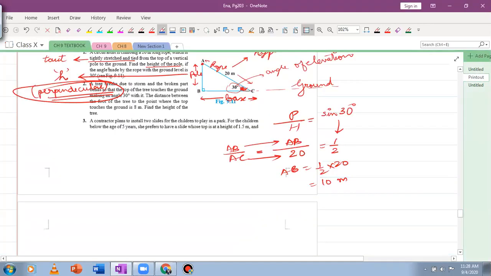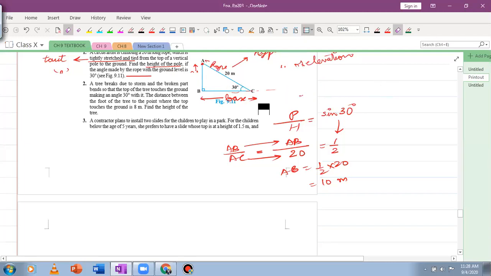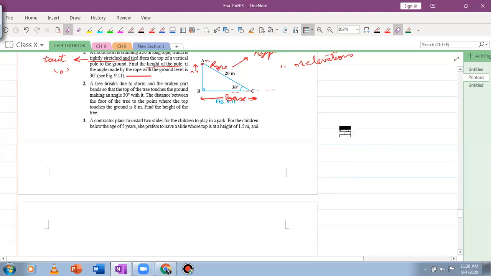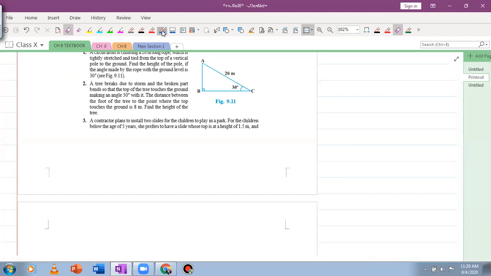If you're writing down, kindly let me know. Question number 2 of this exercise here is, a tree breaks due to storm and the broken part bends so that the top of the tree touches the ground. The angle at which the top of the tree touches the ground is 30 degrees. The distance between the foot of the tree to the point where the top touches the ground is 8 meters. You have to find out the height of the tree.